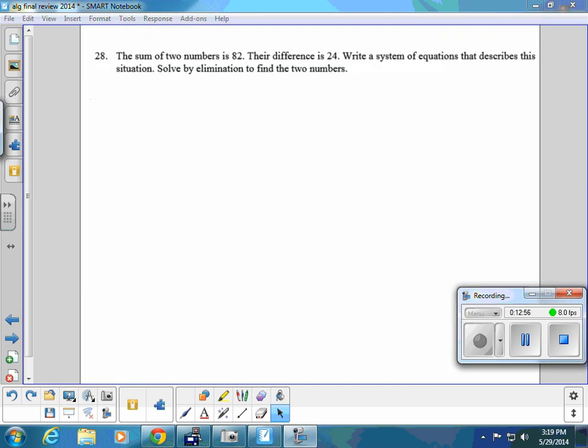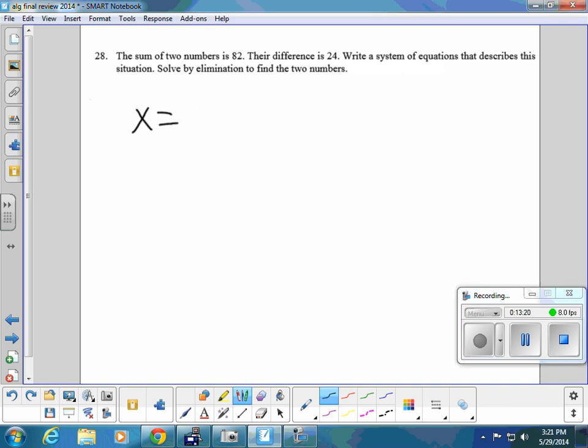Okay, looking at number 28, a word problem, and let's read it. The sum of two numbers is 82. Their difference is 24. Write a system of equations that describes the solution solved by elimination and find the two numbers. Okay, the sum of two numbers, so we need two numbers.